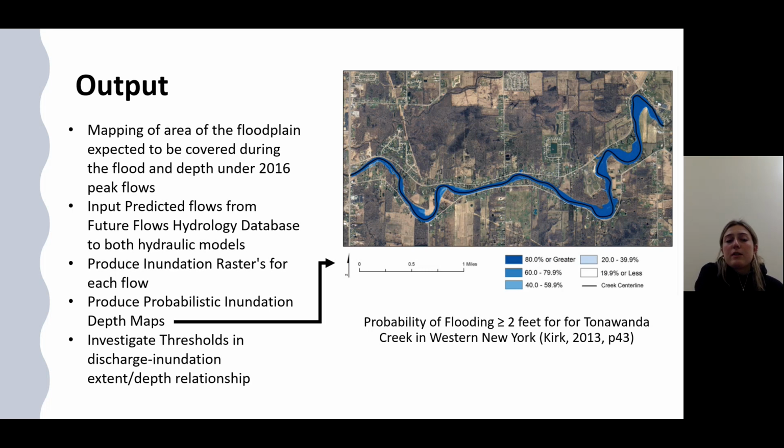From these hydraulic models, mapping of the area of the floodplain expected to be covered during the flood, and the flood depth and the 2016 peak flows can be created. This will be useful in comparing, to assess the impact of morphological change on river flooding. So the probabilistic inundation maps will be used.